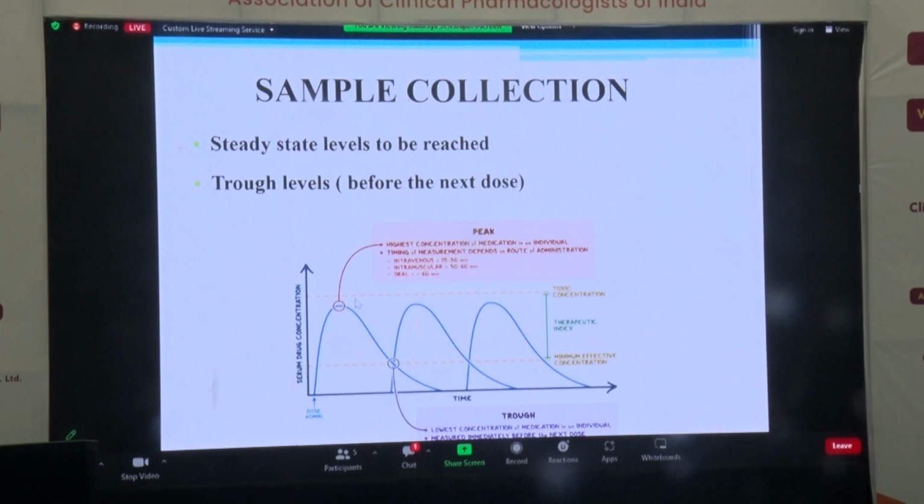So when do we take the peak level? If we suspect toxicity, then we can take the peak level. But if the patient is already in so much toxic symptoms, having come with toxic features, we can take the sample at any time. Generally we do trough level plasma concentration measurement for assessing adherence or treatment failure.